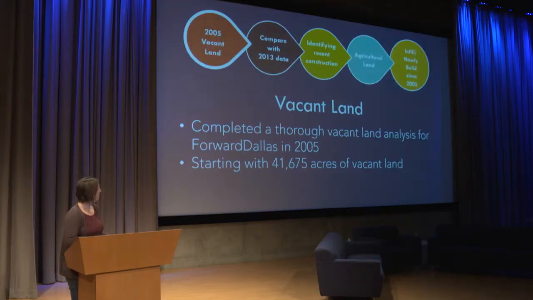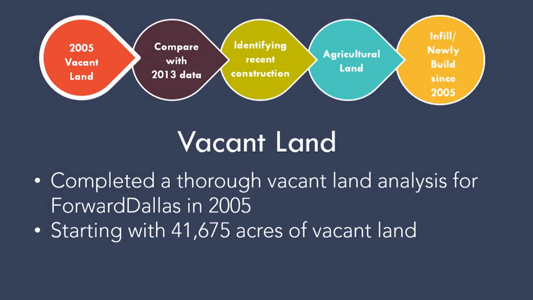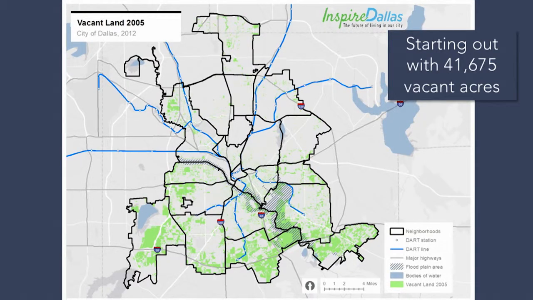And here we go. So what I did, you see a little bit up there is the whole analysis, what I did. So I took the vacant land analysis that we did back in 2005 for Forward Dallas, which, by the way, also is a comprehensive plan. And I started out with about 42,000 acres. And you can see here that the green ones are the vacant acres. Not too much happening in the north, a lot happening, little things in the midsection, and really big, huge lots down there in the south. So I was really curious, looking at my monitor, what's going on right there?